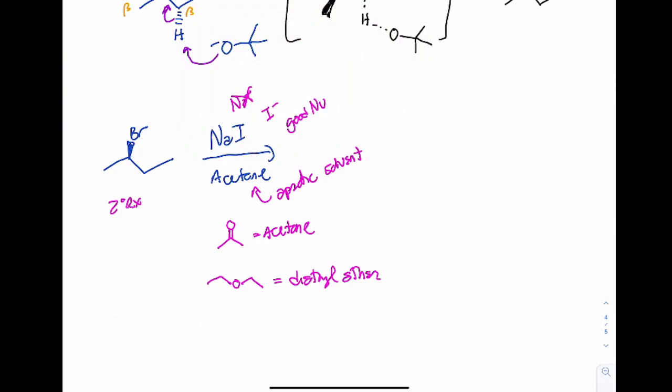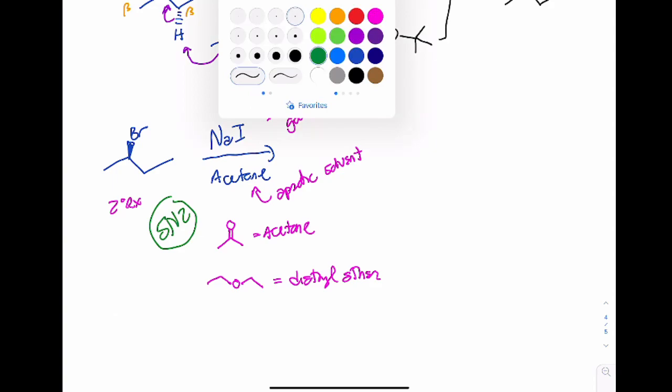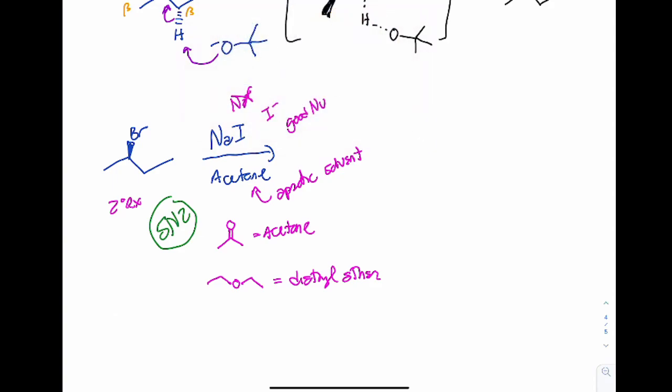So secondary alkyl halide, a good nucleophile, aprotic solvent. What are you guys thinking? Hopefully you thought SN2. If you did, you're correct. And then I'm just going to draw my substituted product. Do you draw the mechanism for this? Iodide is my nucleophile. This is the one that proceeds with backside attack. So I do have an inversion of configuration.